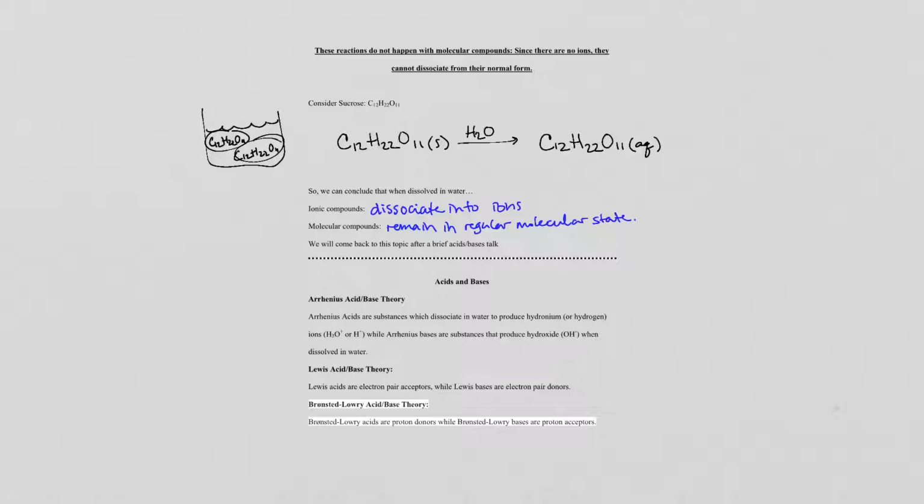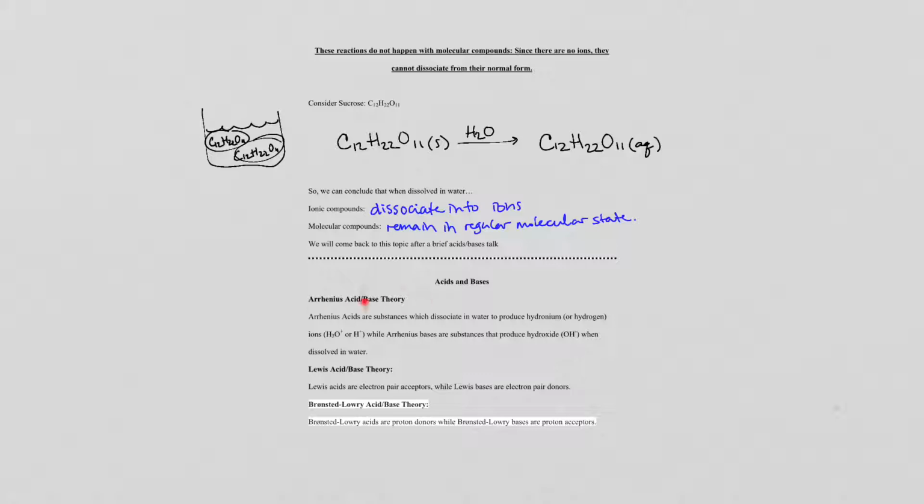So we're going to come back to this after some acids and bases talk, and I just want to touch on this really quick because we're going to do more of this later in the chapter when we get to titrations and predicting products, but I just want to give you a little preview into what we're doing. There are different acid-base theories that are dictated by chemists. You're going to look at Lewis and Bronsted-Lowry more than you're going to look at Arrhenius, but we go through them just for fun.